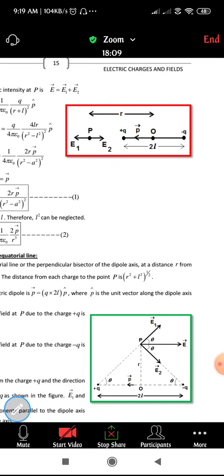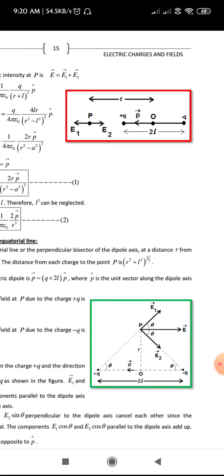So here, the E2 is directed from where to where? The E2 is directed from plus Q to minus Q, right? What is the direction of the dipole moment? That is the direction of the electric dipole. It is from negative charge to positive charge. So hence, E2 is opposite to the direction of the electric dipole.